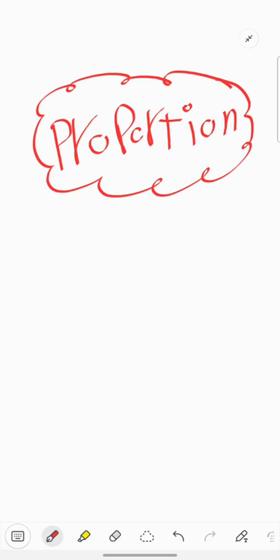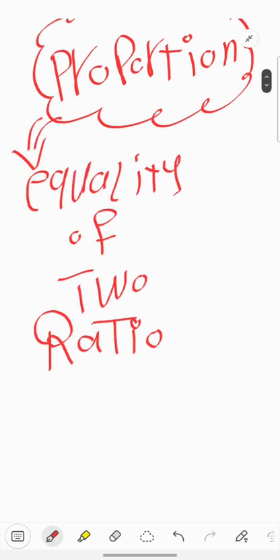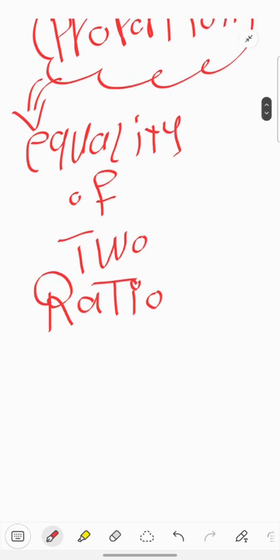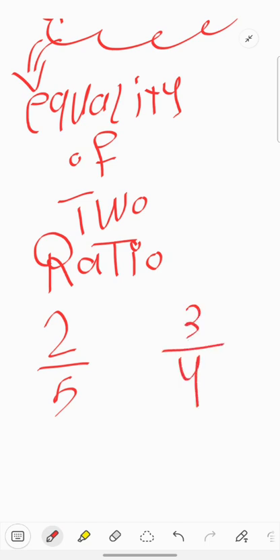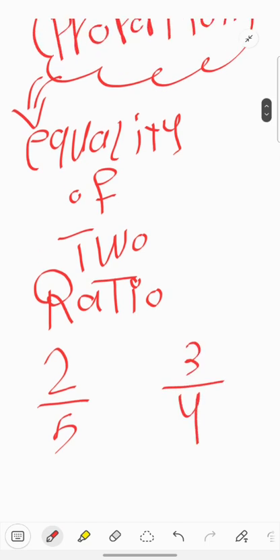So, what's the meaning of proportion? The proportion is an equality of two ratios. It means we have two ratios. All of us know, of course, that a ratio may be written as a fraction. So, consider we have maybe 2 over 5 and another ratio maybe 3 over 4, and we need to know if the two ratios have a proportion relation or not.